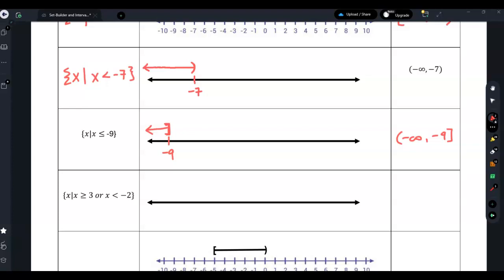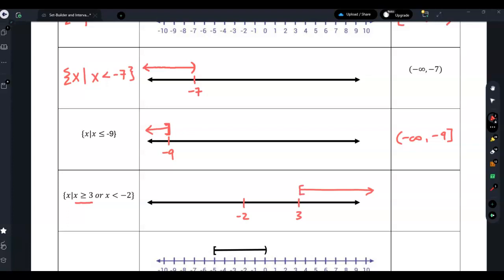So if we look at this next one, this is the set of all x's such that x is greater than or equal to 3, or it's less than -2. So we have two pieces here, right? So I'm going to put somewhere on my number line -2, and then someplace to the right of that, +3, because those are my two numbers. And so I'm just going to take this first piece. So x is greater than or equal to 3 would start at 3 and go all the way out to infinity. And since it has the greater than or equal to, that's going to be a square bracket.